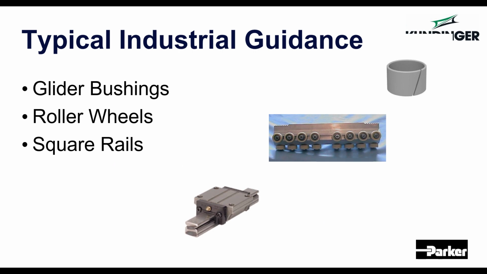So the most simplest element would be like a gibs and ways, like you'll see on the old Bridgeport type milling machines. We obviously don't use those in any kind of actuators here, but typical ones that we're going to use are glider bushings, which is really just as simple as it gets. It's a plain bearing that rides directly on some type of element, friction based. Roller wheels on some of our heavier duty type belt drives. And then the sort of Cadillac of the linear guidance world being the square rail bearing.